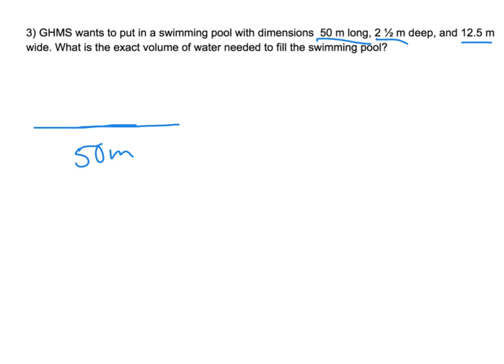We want to have 12.5 meters wide, and it should go 2.5 meters deep. So imagine this swimming pool. My drawing is very imperfect, and I don't expect yours to be perfect either. Just do the best that you can.